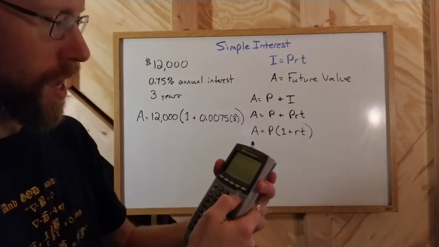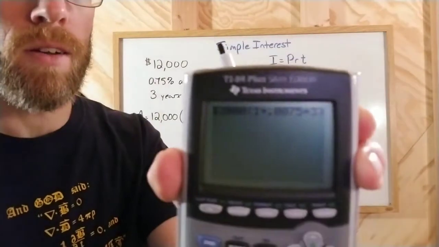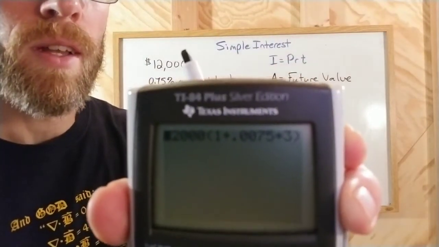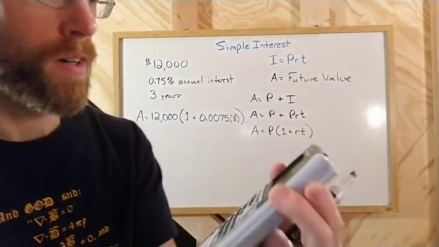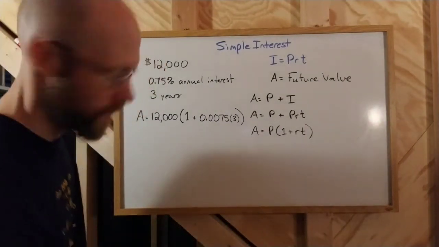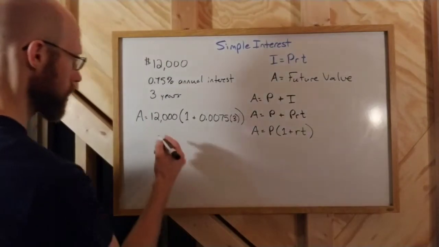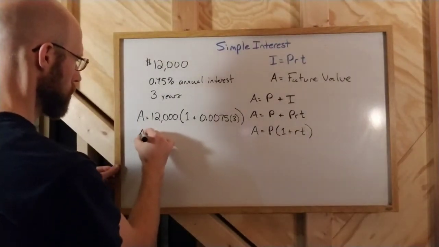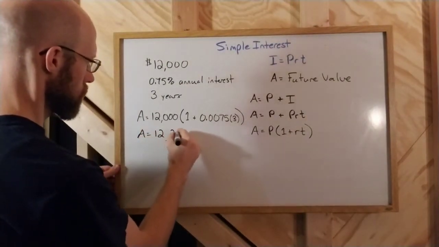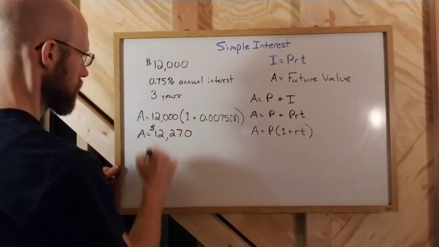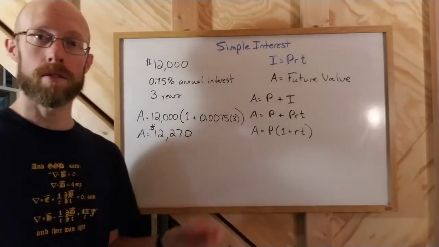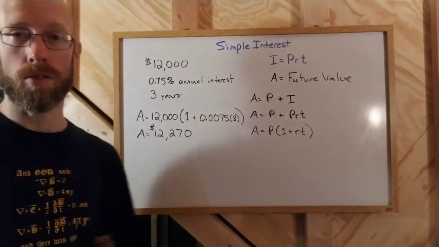If you want to see that, I don't know if you can see that real well, but there it is. Okay, and I hit enter. Oops, I didn't show you the enter. 12,270. So the amount is $12,270 that you would be able to receive after a 3-year period.